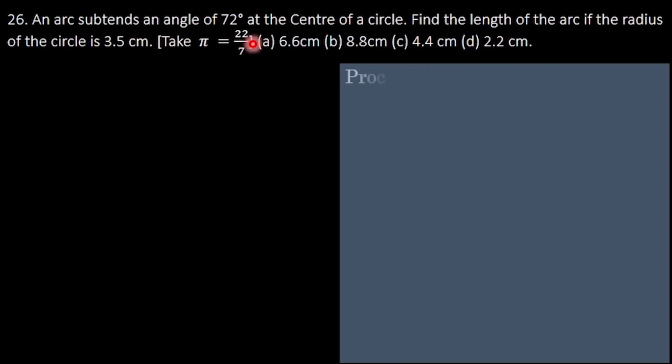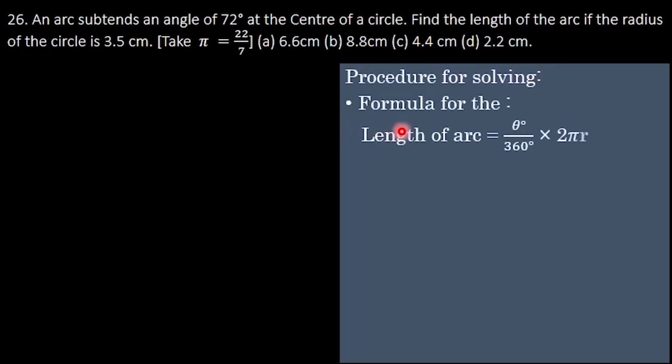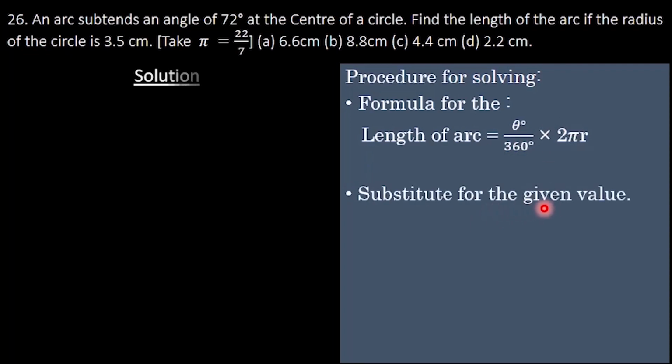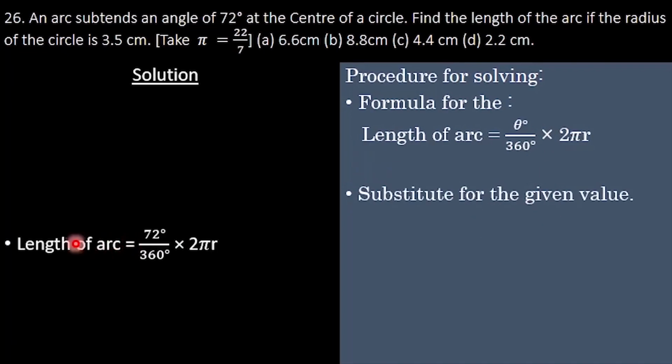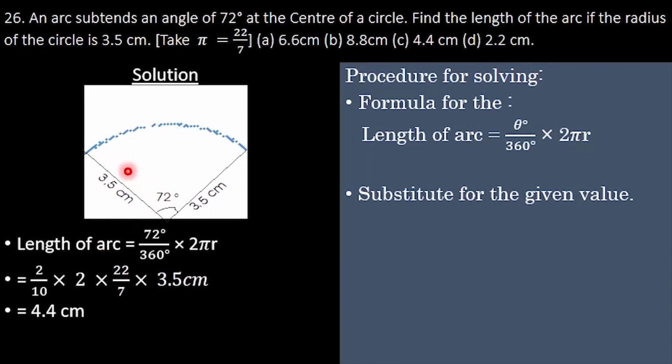Let's check the procedure for solving this. Formula for the length of arc is equals to theta over 360 degree times 2 pi r. Then substitute for the given value. Let's check the solution. This is the formula for the length of arc. Then this is a diagram for the length of arc. Here now, when they say we should find the length of arc, they are referring to this line.